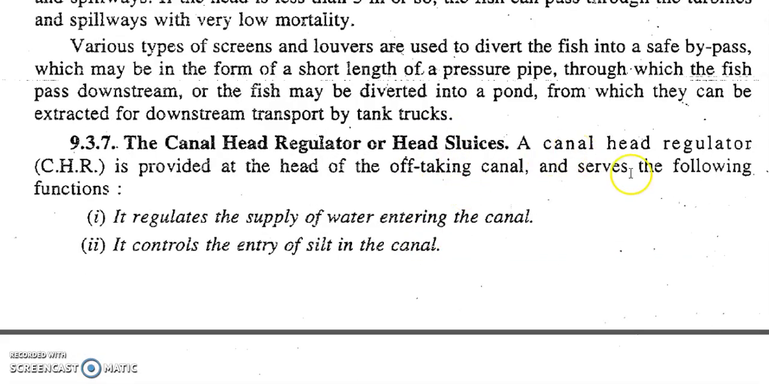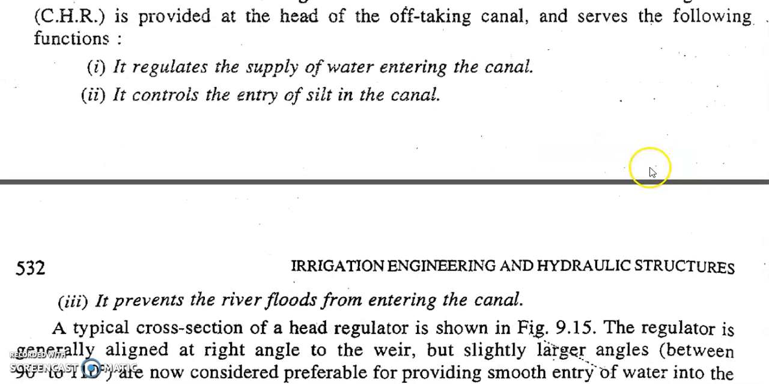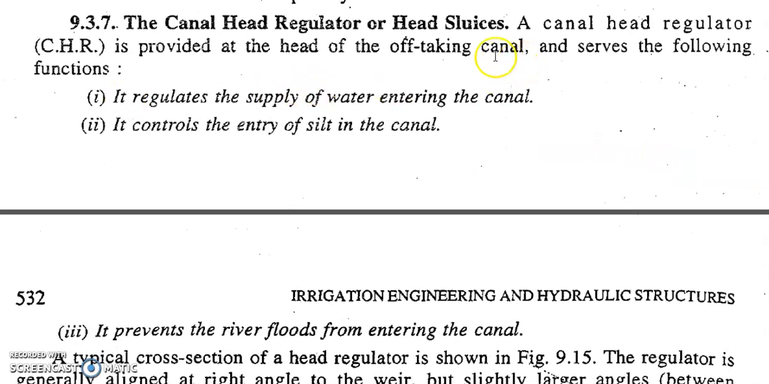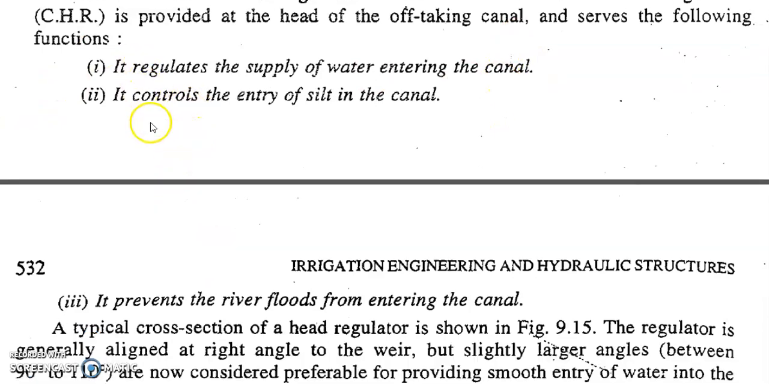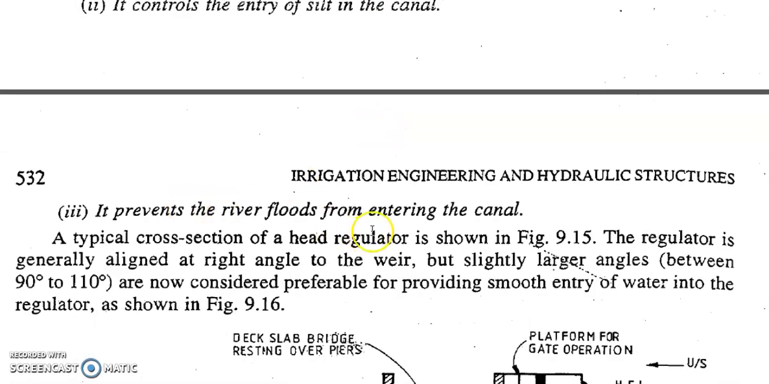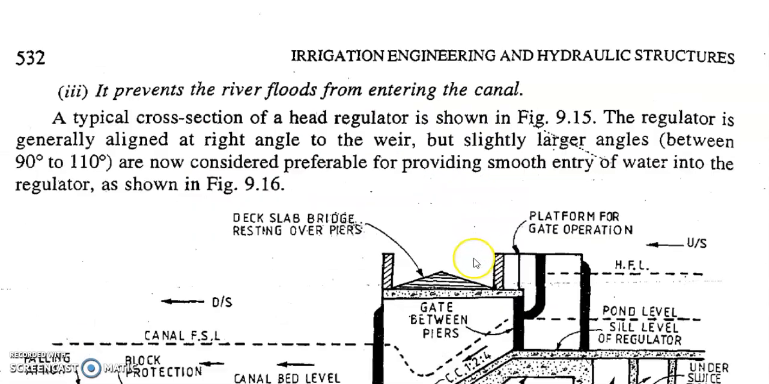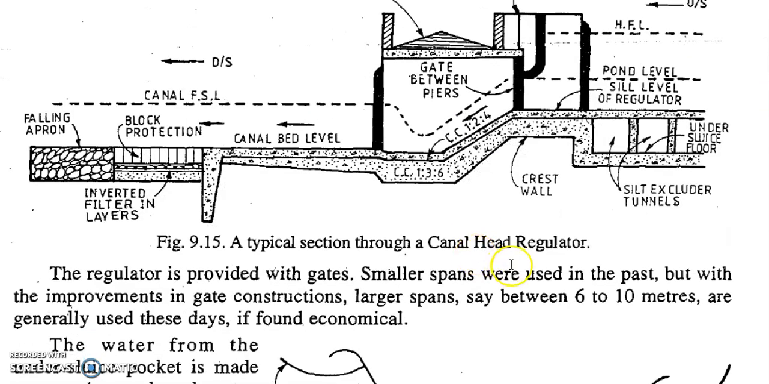Now let's talk about the canal head regulator. The canal head regulator is also part of this diversion headworks. These are the two key functions of this canal head regulator. It regulates water supply at canal entry, controls the silt entry in the canal, and prevents the river from entering during flood time. This is the typical section of a canal head regulator.